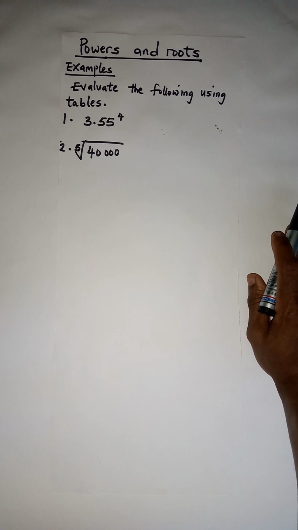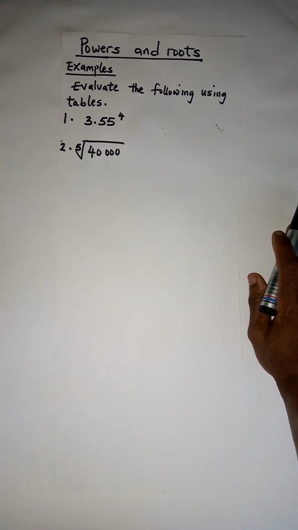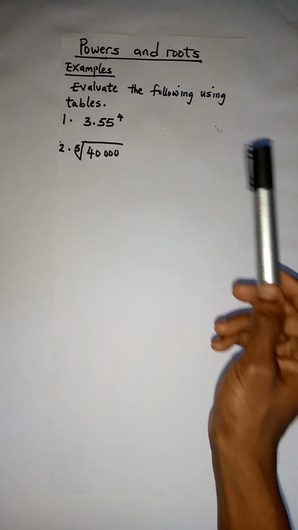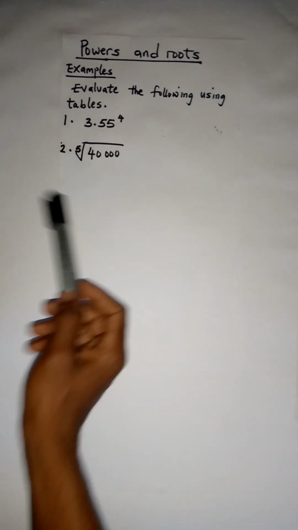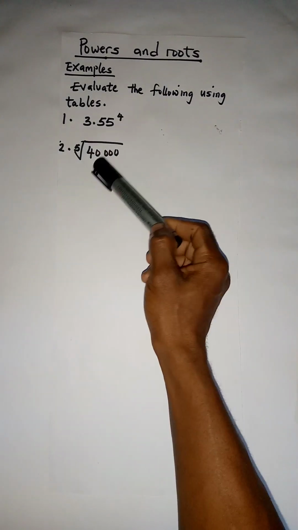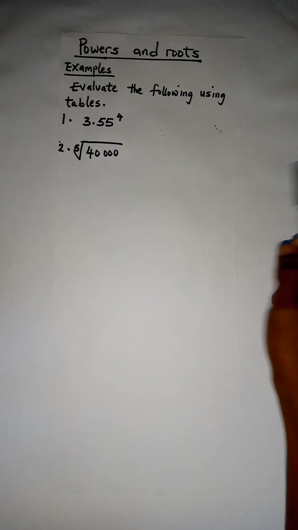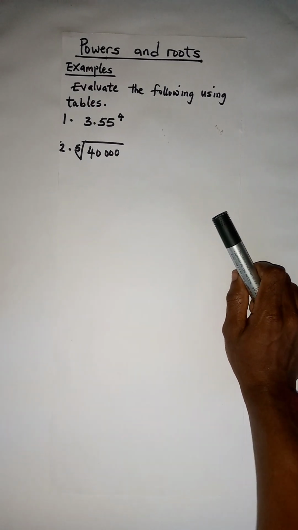In this video we are going to be looking at powers and roots using logarithms. In our previous video we talked about multiplication and division. So in this video we are looking at powers and roots. But before we go on, when a number is raised to a power, the power is used to multiply the logarithm. And when a square root of any number is taken, the logarithm of the number will be divided by the root given. Okay, let's quickly look at these examples we have here.